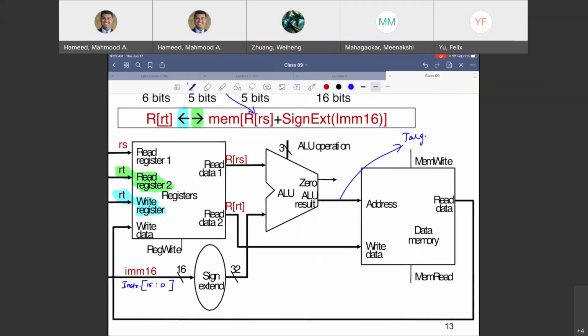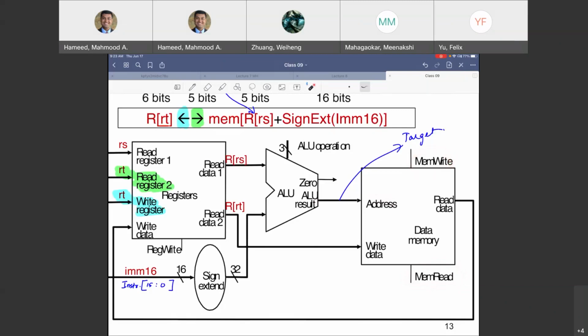Target address. That target address is the address you want to access the memory whenever you want to either write or read. Now, sometimes you want to write or read because we have what? Load and store. When you want to write, use memwrite. When you want to read, use memread. Right? These are active high signals. Memread for reading, memwrite for writing.